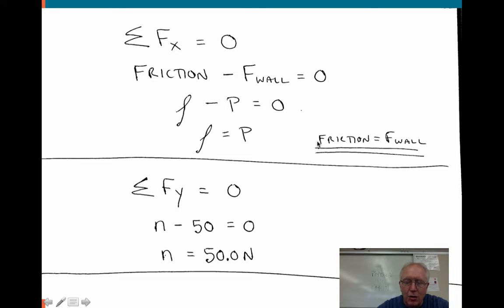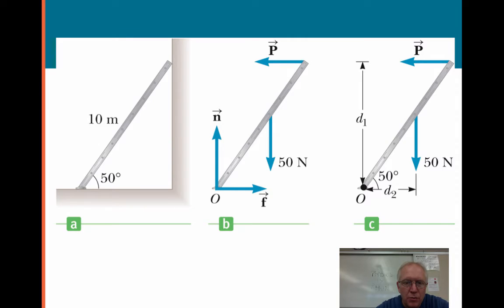Let me go back to the diagram to explain that a little bit better. The friction in the x direction going this way, I called that positive, minus the force of the wall, the P force over here, have got to be equal to 0. So that's why I did that. So I could see that these two things have to be equal to each other. They're the only forces in the x direction.